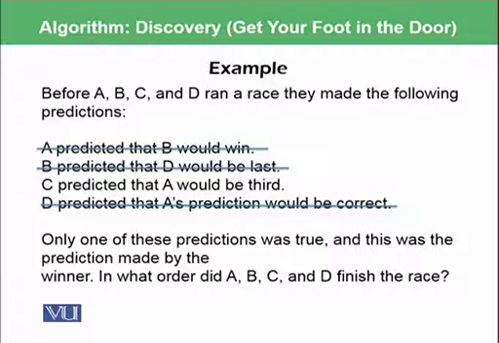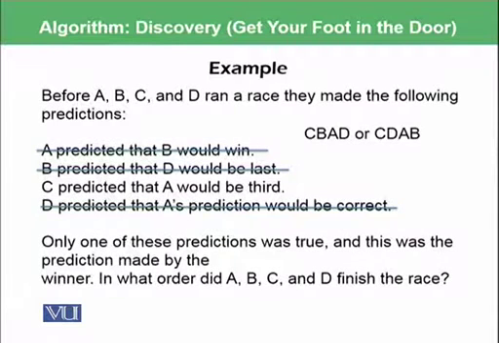So after all of this analysis, we are left with only one statement, that C predicted that A would be third. We also know that C is the winner because the prediction made by the winner is the correct one, as stated by the question. So now we have 2 possibilities. The positions of C and A are correct: C is the winner and A is at the third position. But either B is at second position and D is at last position, or D is at second position and B is at last position. So we need to make the choice.